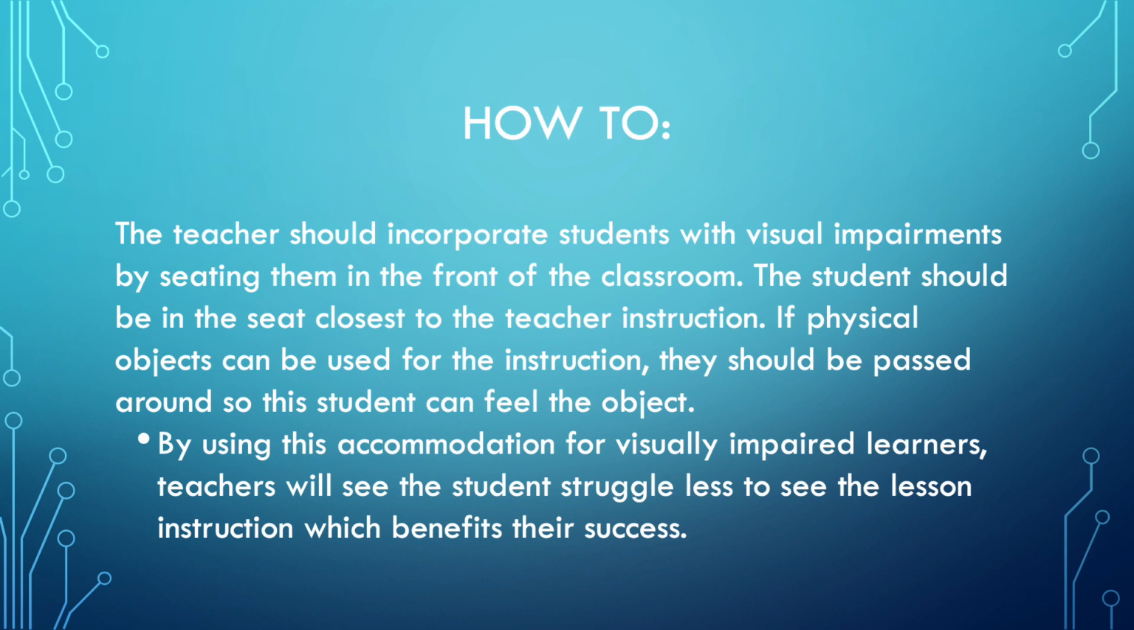If the instruction includes physical objects, for example, like rocks or tree bark or anything like that, they should be passed around so that the student can physically feel the aspects of that object instead of just simply looking at its aspects, since they are visually impaired. The use of this accommodation will show teachers that the students are not struggling as much to physically see the words that are written, because they're actually hands-on lessons.